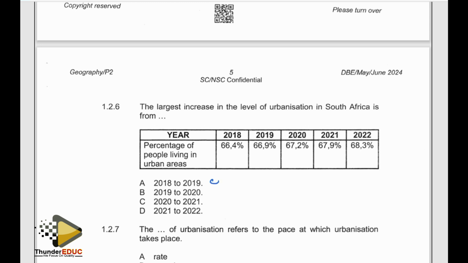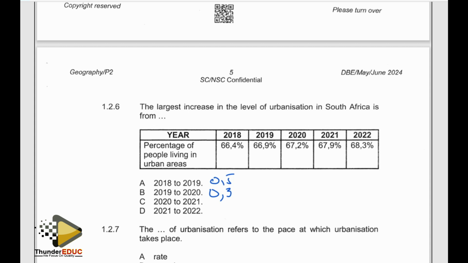If we are to take from this one to this one, our percentage increase for this option is 0.5. Then we move on to 2019 to 2020. 2019 is 66.5, 2020 is 67.2. We also figure out the difference between the two, which gives us a difference of 0.3. If you say 67.2 minus 66.9, we get a difference of 0.3.